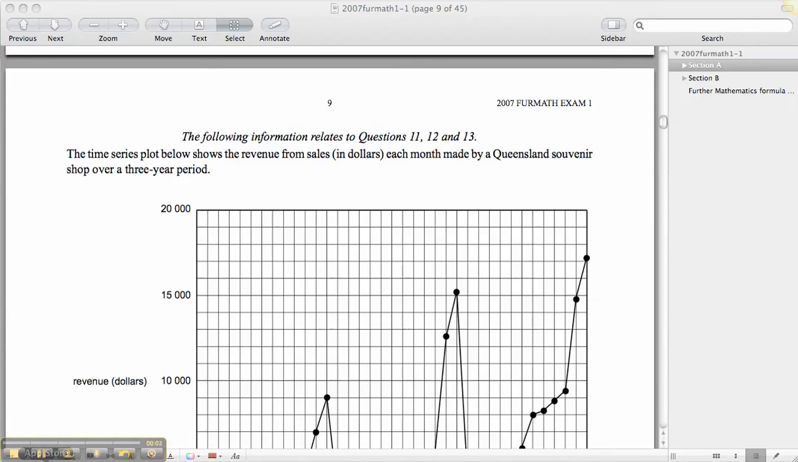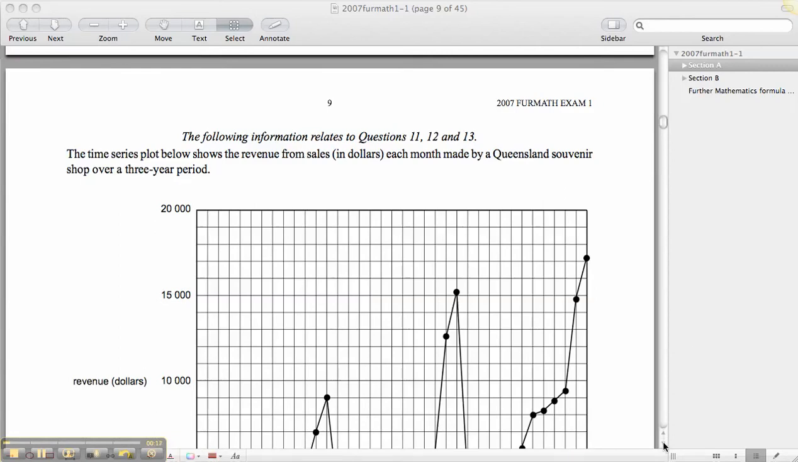The questions we're going to do are from the 2007 VCAA Further Maths Exam 1. We're going to look at an example of a time series graph and also find the slope of the 3 median line of this graph.